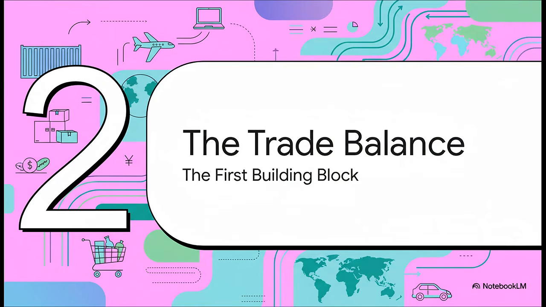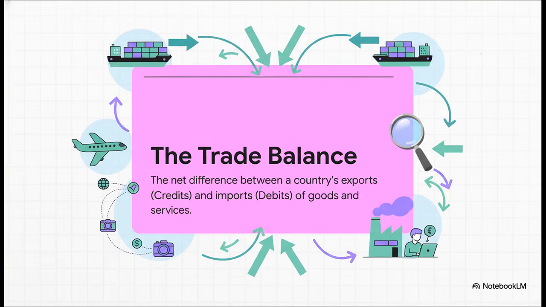Okay, so let's put that rule to work with our first building block, the one you probably hear about all the time, buying and selling actual stuff. This is the part of the balance of payments that makes the news, the trade balance. It's just tracking the physical goods and the intangible services like tourism or consulting that a country sells to the world versus what it buys from the world.